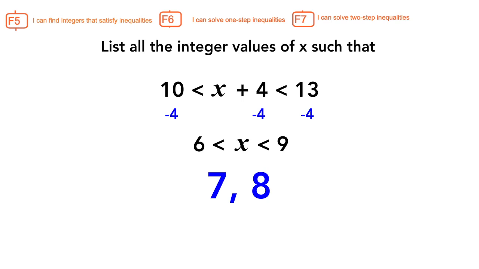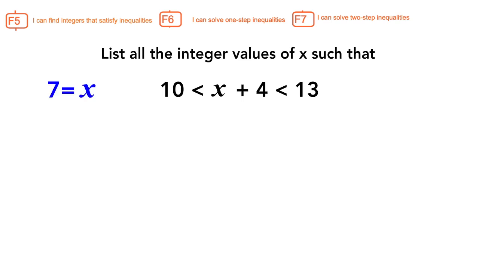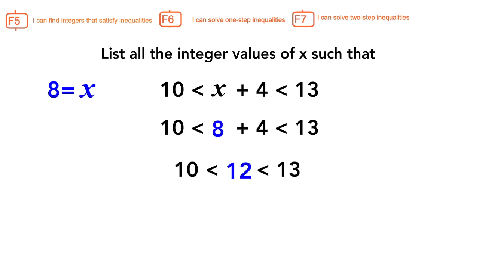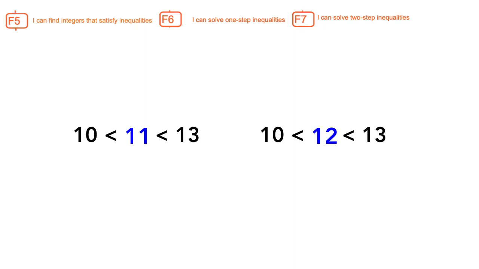We can check to see if the two numbers are true. We substitute 7 for x and then add 4 to it. We get 11. If we substituted 8 instead and add 4, we'd get 12. 11 and 12 are the only numbers that can be between 10 and 13 in this inequality.